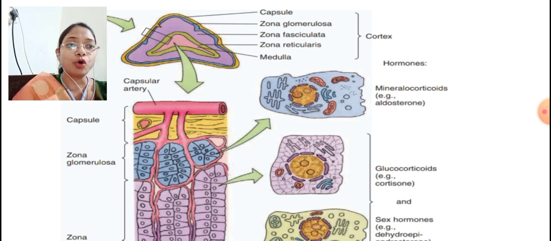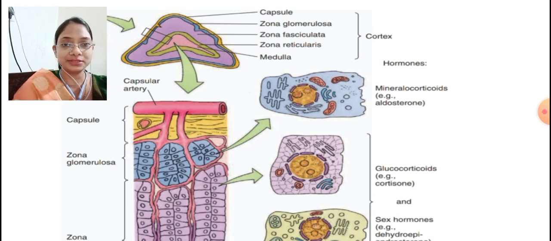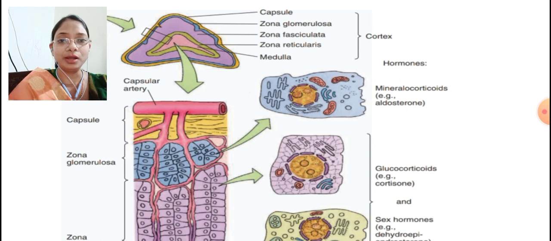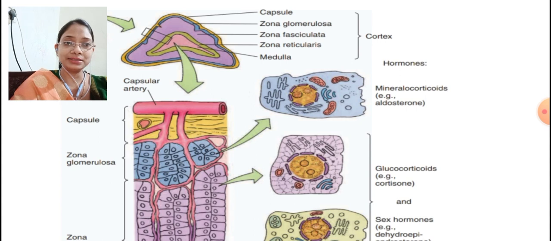And corticoid means this hormone is derived from steroids or cholesterol, that is why it is called a corticoid hormone, and it is also called the aldosterone hormone. So the adrenal gland's zona glomerulosa secretes aldosterone. And what is the function of aldosterone?